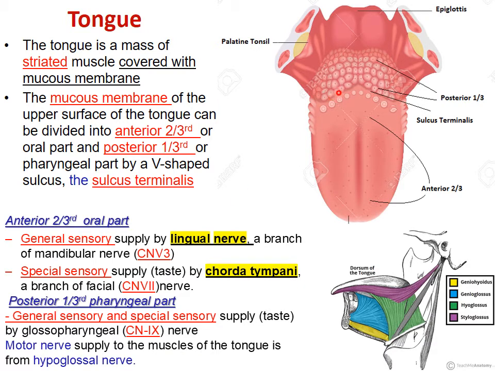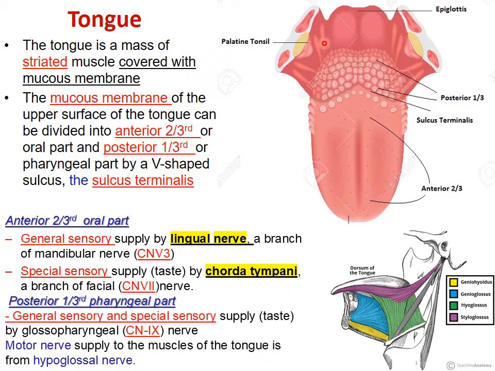Now come to the posterior part. Posterior part again has general sensation and special sensation. In this posterior 1/3, the taste buds give the special sensation. Both the general and special are carried by the glossopharyngeal nerve, that is the 9th cranial nerve. Now, motor nerve supply to the muscles of the tongue.